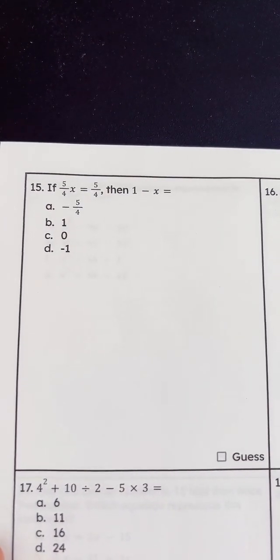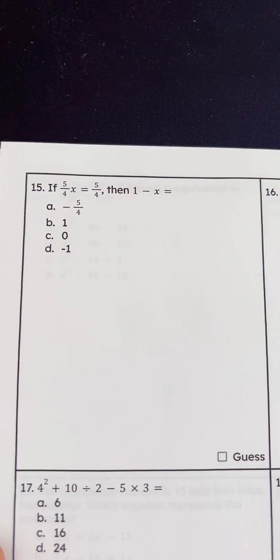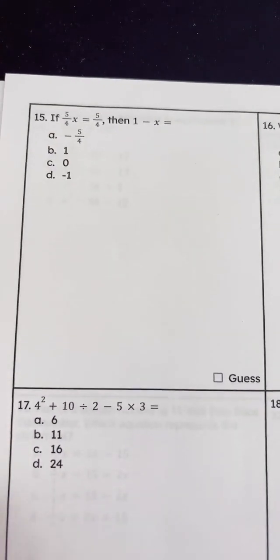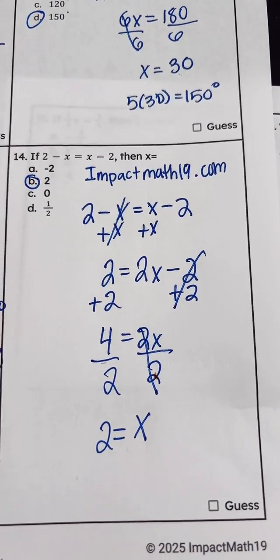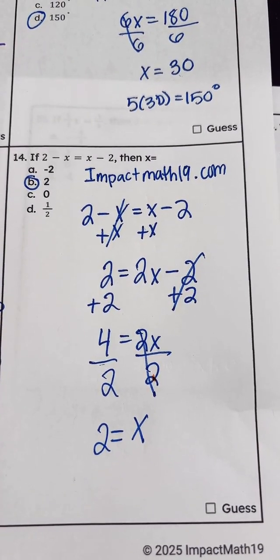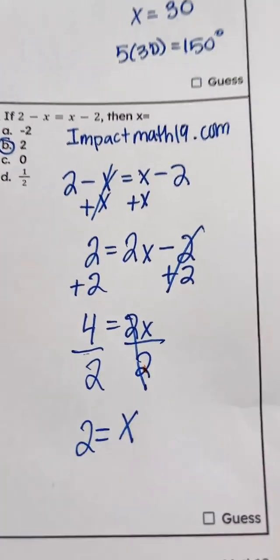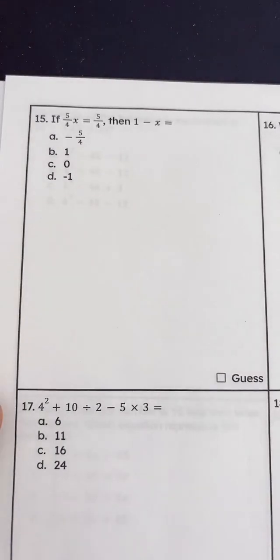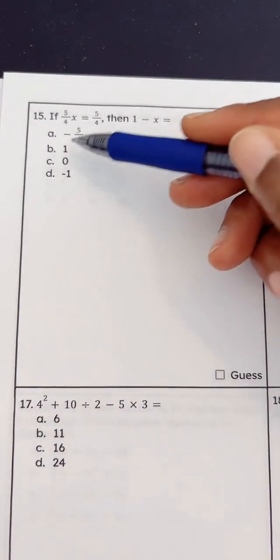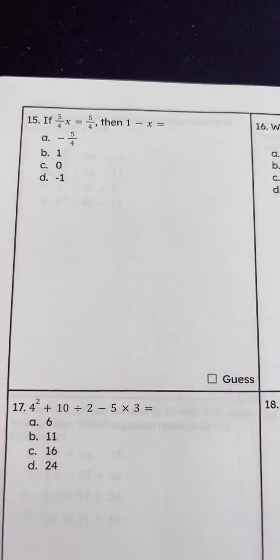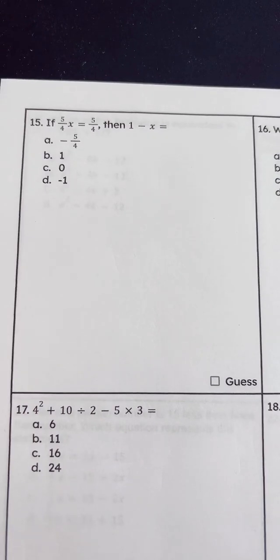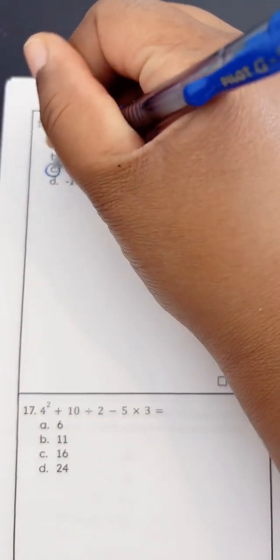If 5/4 X equals 5/4, then 1 minus X equals what? Oh boy. I see C's coming in. Okay, so I see C's. Yes, Maddie. Yes, we do. C. Okay, I'm going to circle C because a lot of people have been saying C.